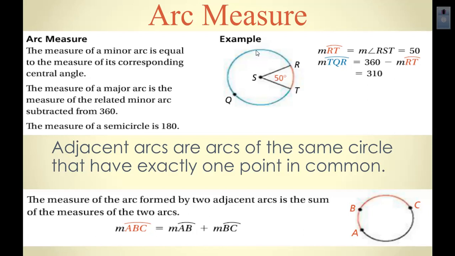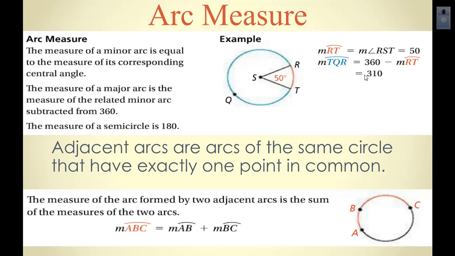360 because it's a full circle, 360 degrees in a circle, and so we're going to find the remaining arc RQT or TQR, which is going to give us 360 minus 50, which is going to give us 310. Now the measure of a semicircle, which is also half a circle, is 180 degrees.